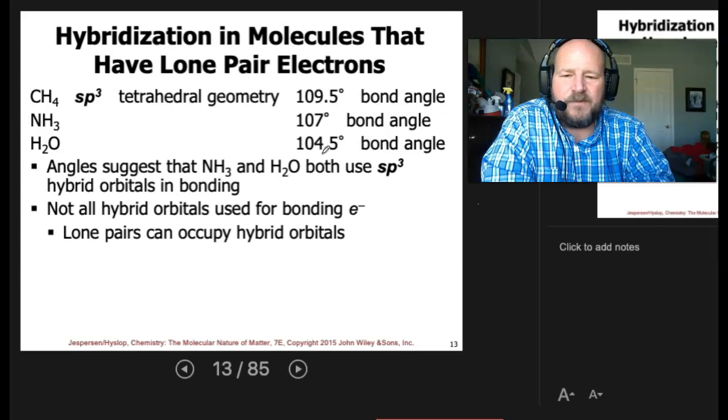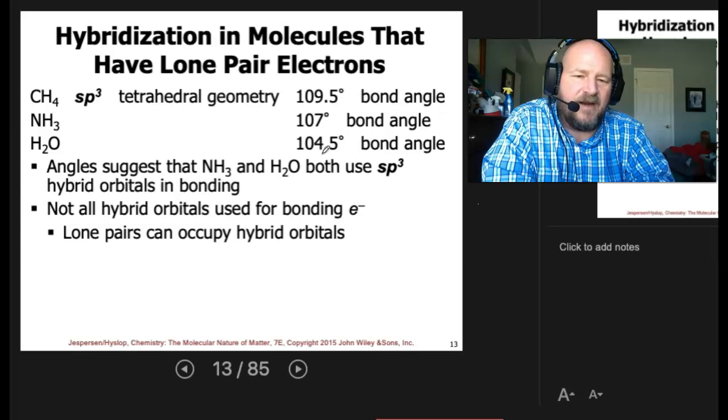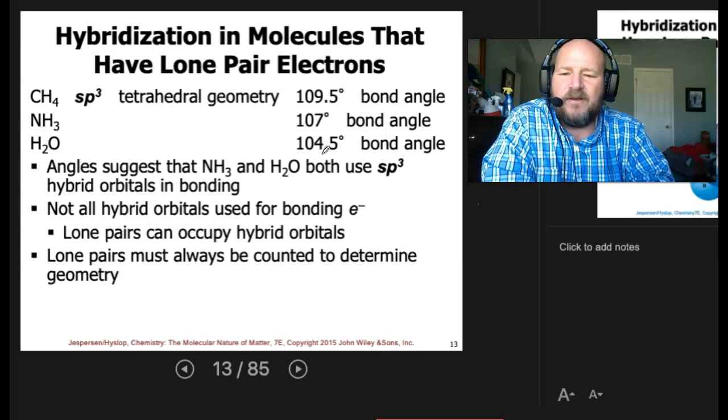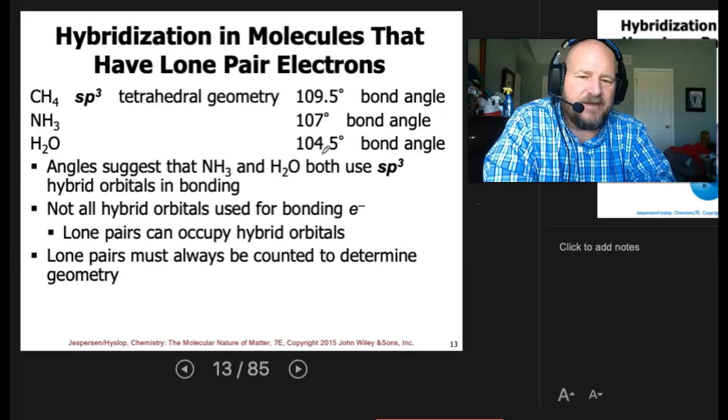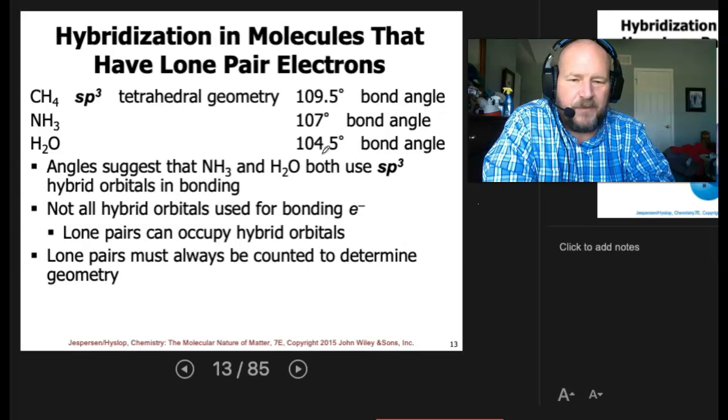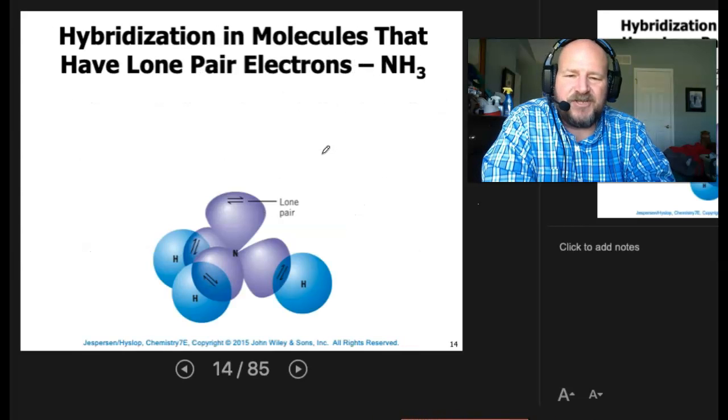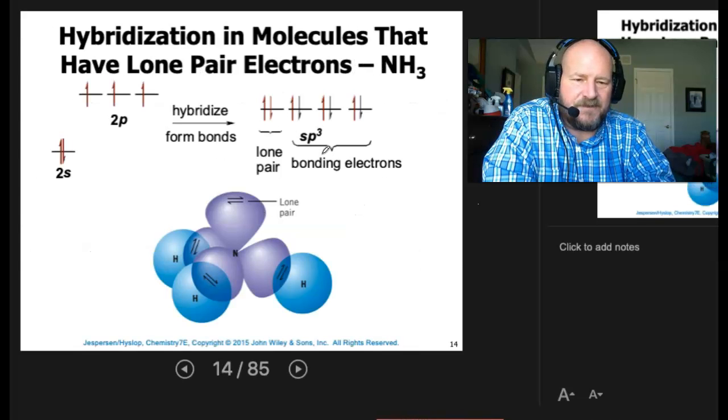Not all hybrid orbitals are used for bonding electrons, so lone pairs can occupy hybrid orbitals. The lone pairs must always be counted to determine the geometry. Okay, so you can't ignore the lone pairs to come up with that final geometry, but remember, we're using them for the basic shape.